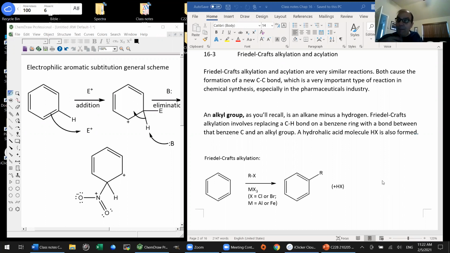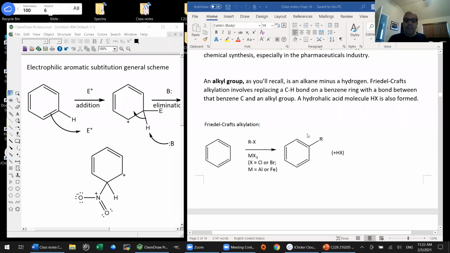It's important to be able to go from simpler molecules to more complex ones, and anything that can form a new carbon-carbon bond is potentially valuable. So in the case of the Friedel-Crafts alkylation reaction, I think we all know what an alkyl group is. What we're going to do is replace one of the ring hydrogens with an alkyl group.